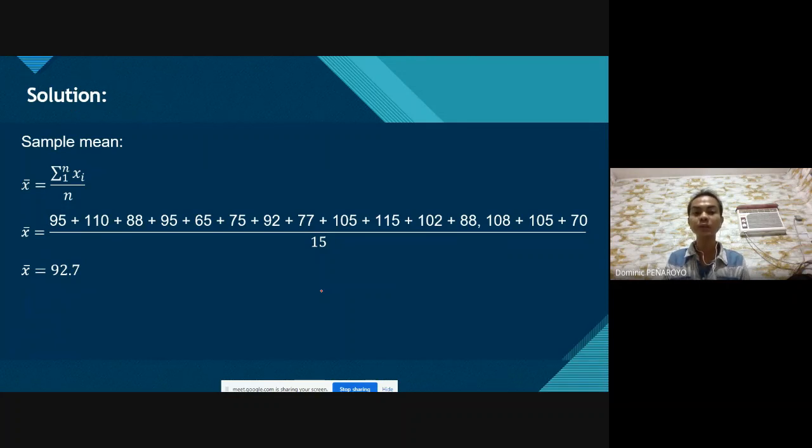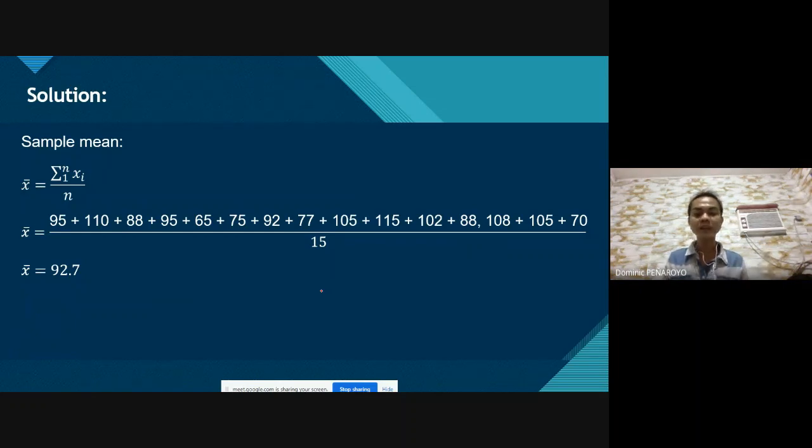Now, please take note of the rounding rule that we have for the mean and standard deviation. You need to add one more decimal place to the original data. So since our data is in whole number, you need to add one more decimal place. You need to round it off to the nearest tenths. That's why our answer here is 92.7.